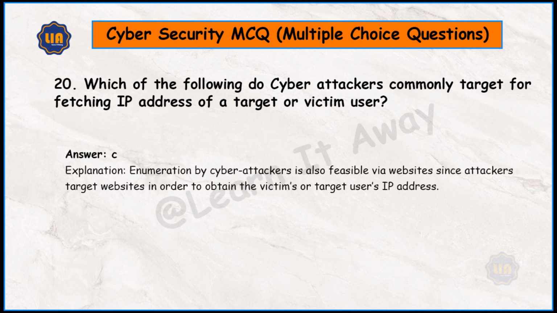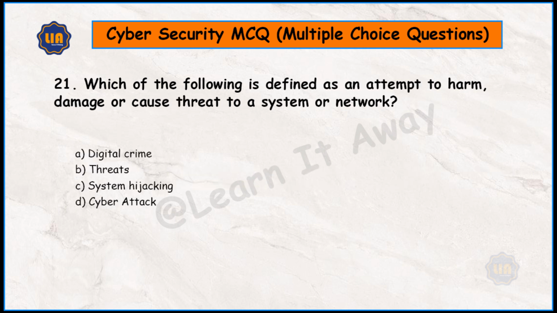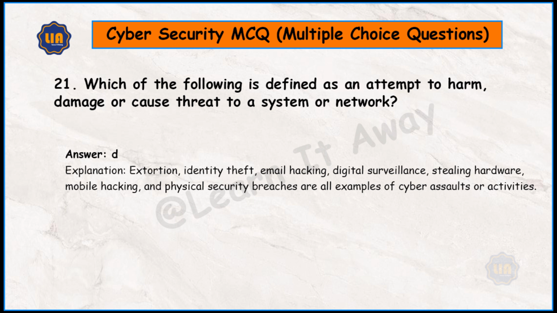Answer. C. 21. Which of the following is defined as an attempt to harm, damage or cause threat to a system or network? A. Digital crime. B. Threats. C. System hijacking. D. Cyber attack. Answer. D.